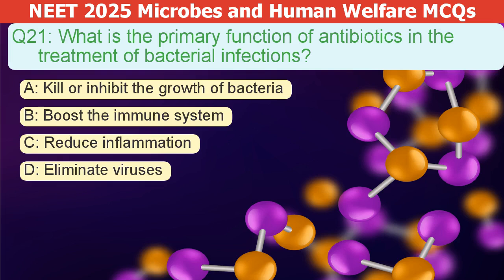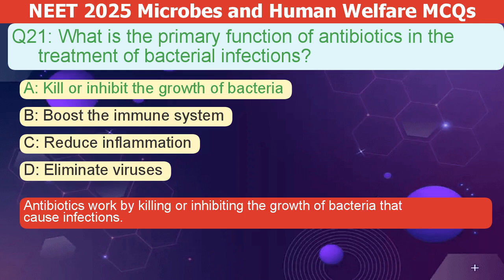What is the primary function of antibiotics in treating bacterial infections? A. Kill or inhibit the growth of bacteria. B. Boost the immune system. C. Reduce inflammation. D. Eliminate viruses. The correct answer is A. Antibiotics work by killing or inhibiting the growth of bacteria that cause infections.